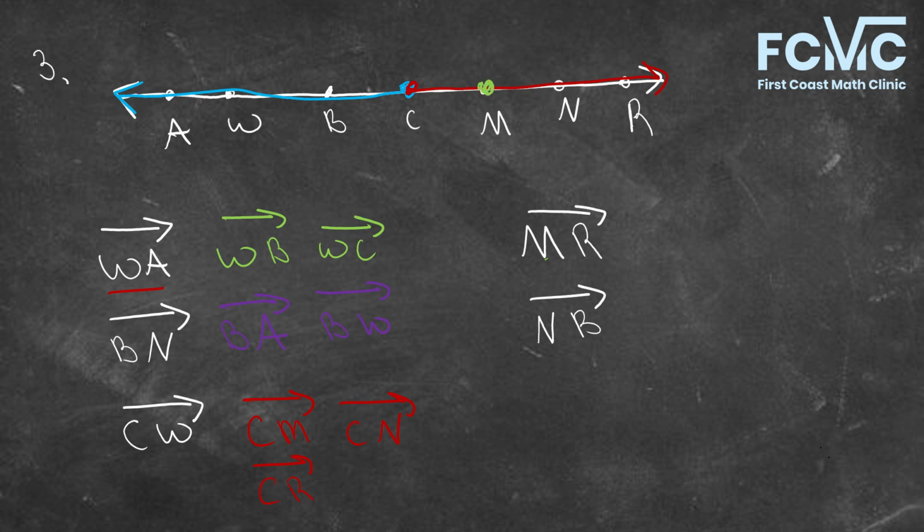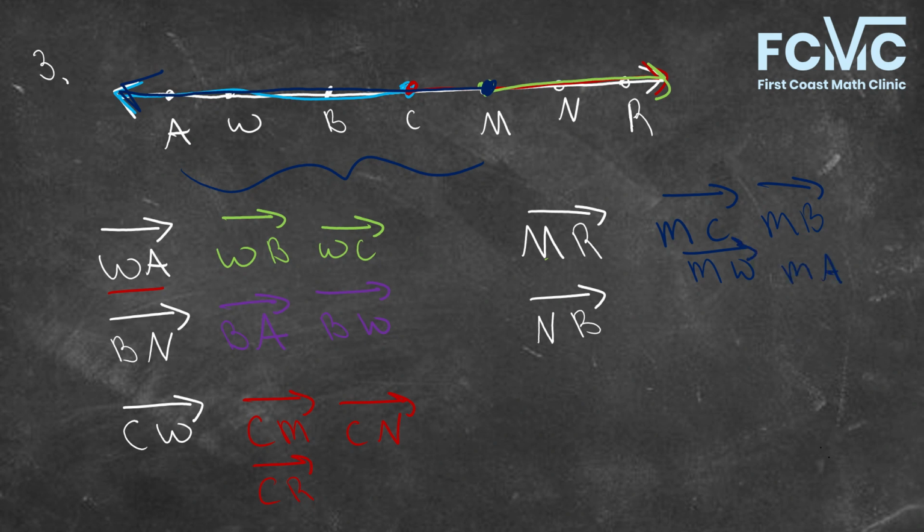MR. So endpoint is M. Extend towards R. So that's our ray in green here. Let's do this in dark blue. So we want the same endpoint, M, and we're going to extend in the opposite direction. We're going to extend to the left. So we can say this is MC, or again, any of these points here, MB, MW, MA. So 4 different ways we can name that ray in dark blue.